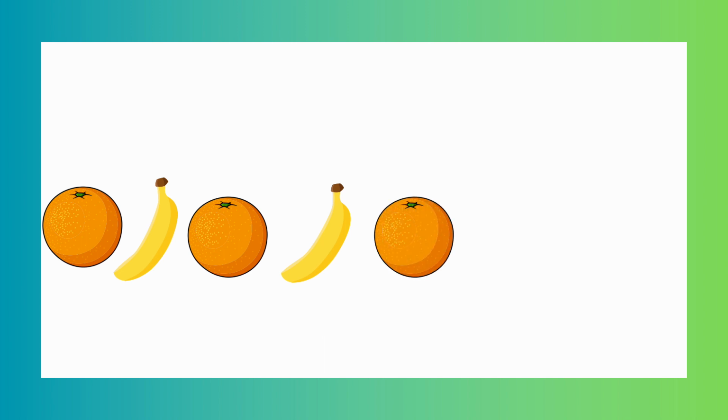Now we have an orange and a banana. Orange. Which fruit's going to come next? Is it going to be orange or banana? Well done. Banana. Orange, banana, orange, banana. Well done.